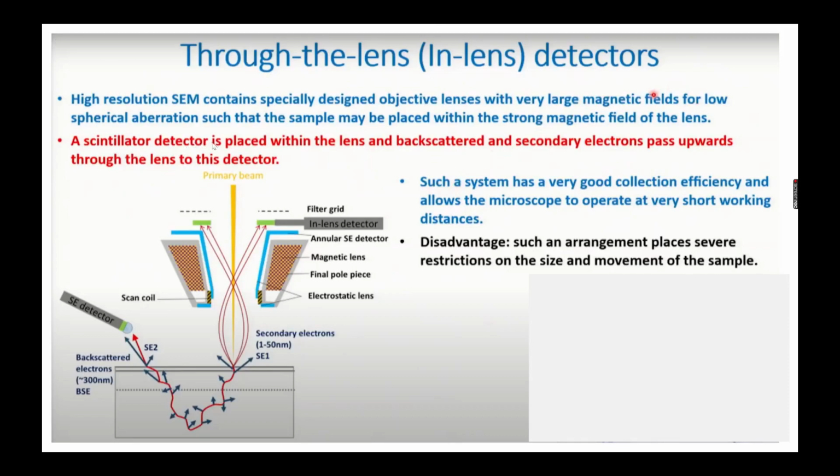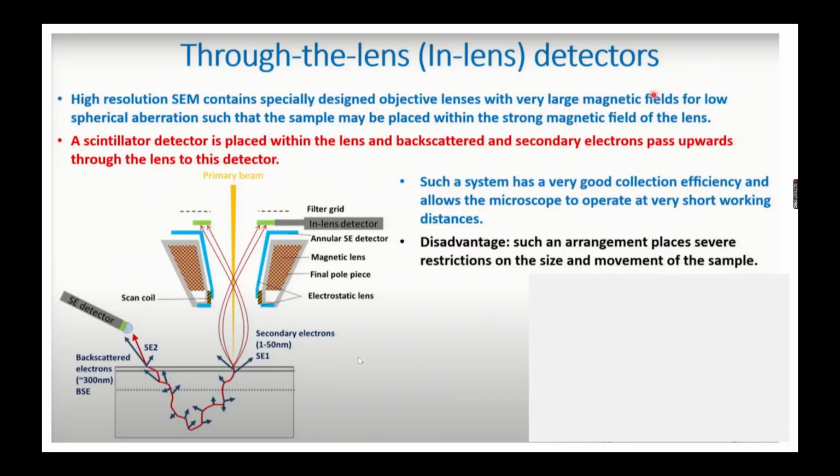A scintillator detector is placed within the lens, and the BSE backscattered and the SE pass upwards through the lens to this detector. So it is saying that the BSE and the SE pass upwards through the lens to this detector. So this in-lens detector is able to get both SE and BSE. Such a system has very good collection efficiency because it is collecting both, and allows the microscope to operate at very short working distance. So this will not allow you to work at a very long working distance.